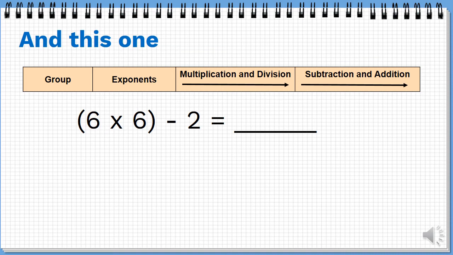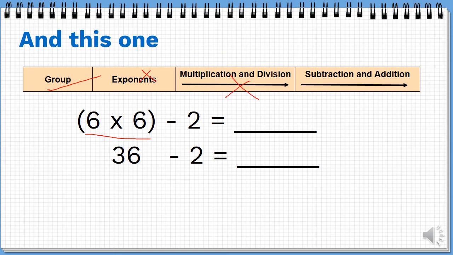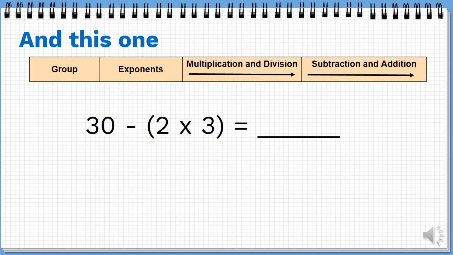Okay, now that you've done it, let's go through groups. Do you have any groups? Yes, we have a group. Here it is. 6 times 6 is 36. And then we don't have exponents. We don't have multiplication and division. And then we move through subtraction and addition, left to right. 36 minus 32 will give us 34. Okay, here's another one. Try this one and then come back for the answer.